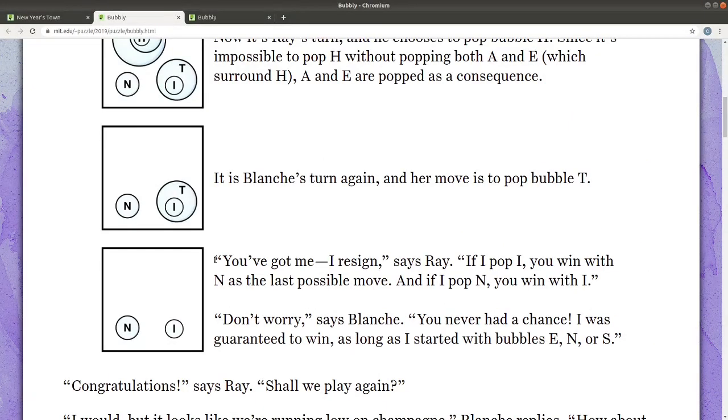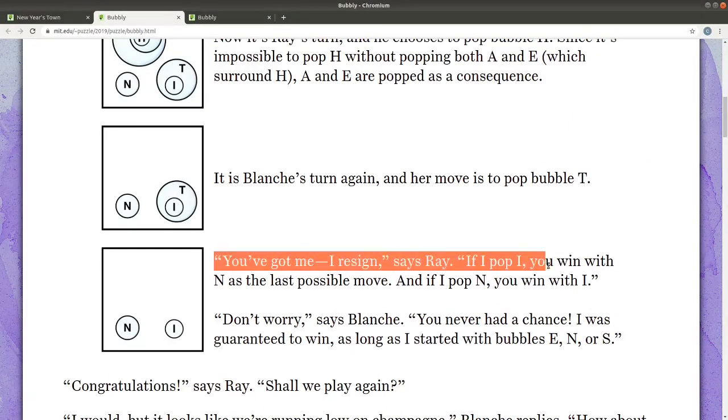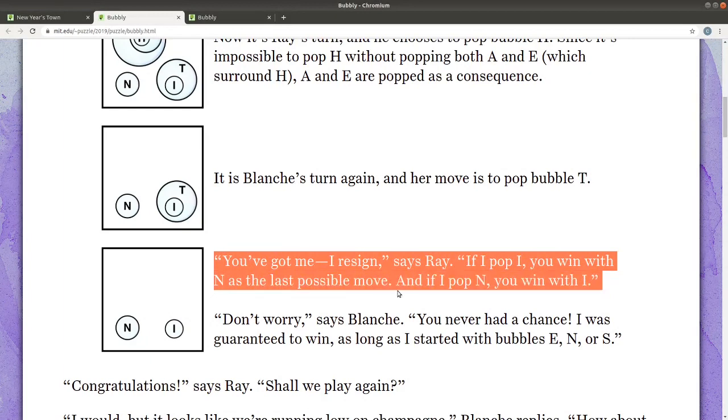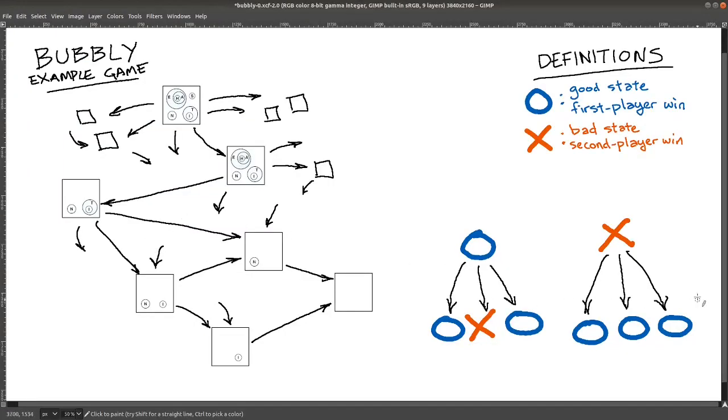So see in the puzzle here where it says, "You've got me, I resign. If I pop I, you win with N as the last possible move, and if I pop N, you win with I." So what Ray is saying here is that the state that the game was in at that point, which is this one, is a bad state.